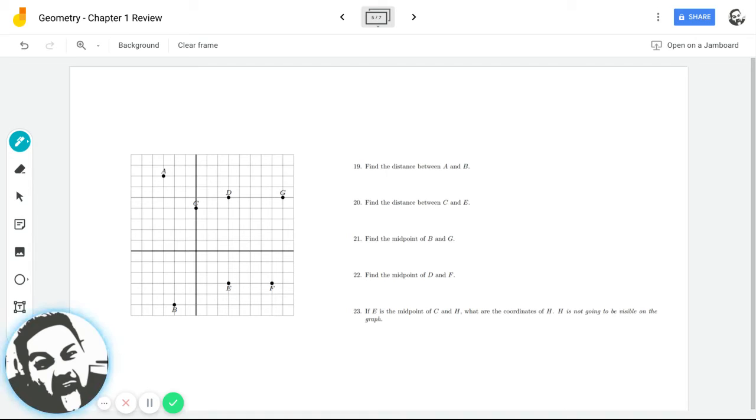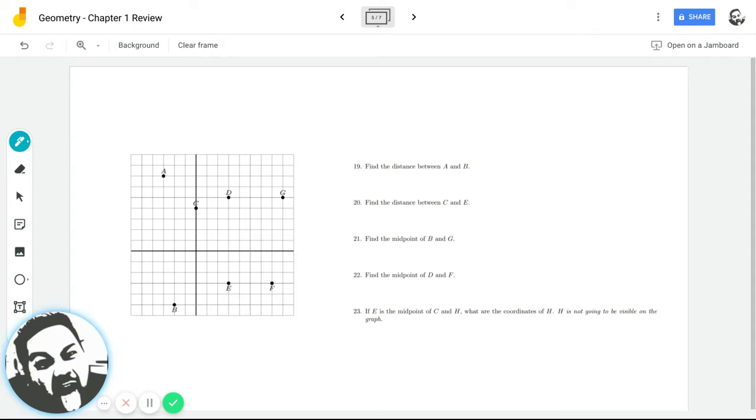All right, on to the last page. Questions 19 through 23. Find the distance between A and B. The first thing you're going to want to do is identify what those points are. That's the easiest way, at least I can think of, to figure out the distance here.